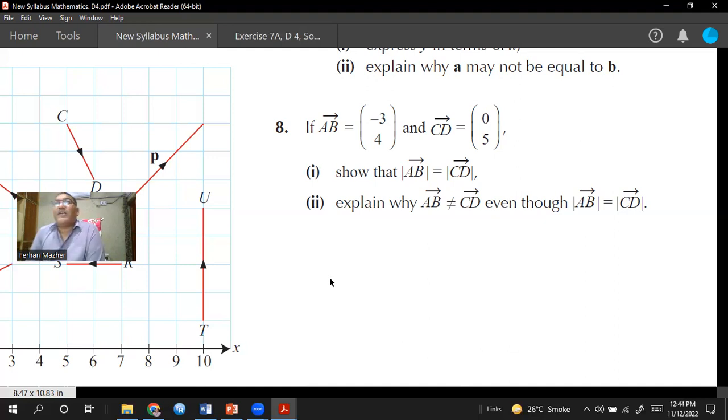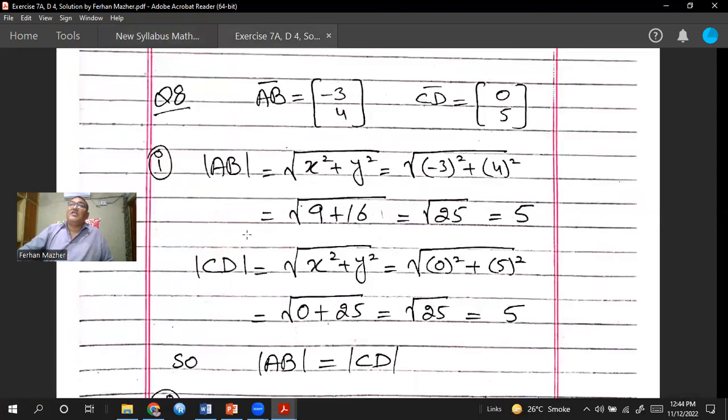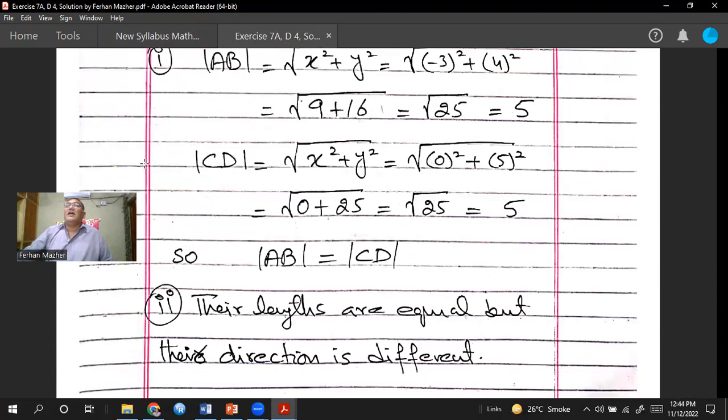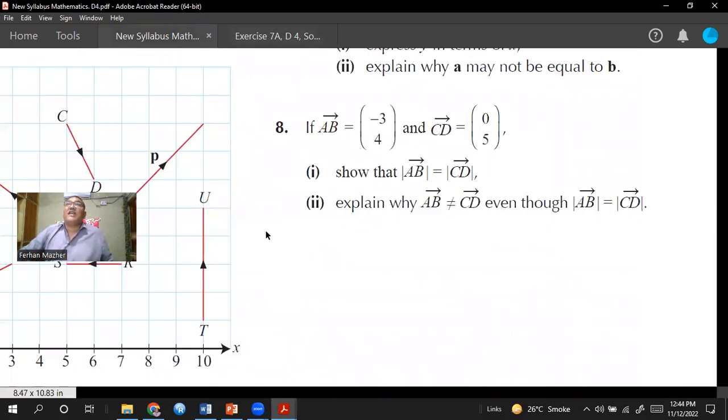In the second part of question number 8, he says, explain why vector AB is not equal to vector CD, even though the AB magnitude is equal to the CD magnitude. So see, both these vectors have the same length, but they are not equal vectors. Why? Because their directions are not the same. Their lengths, although they are equal, their direction is different. That's why the vectors are not equal to each other. Although their magnitudes both are equal to 5, their directions are different. So we will say that these two vectors are not equal to each other. So this is how you will do question number 8.